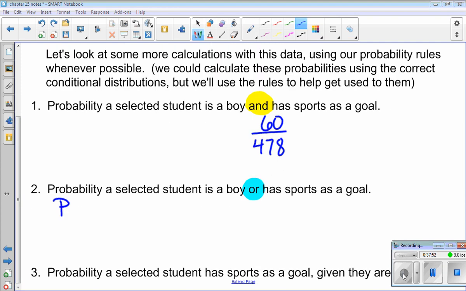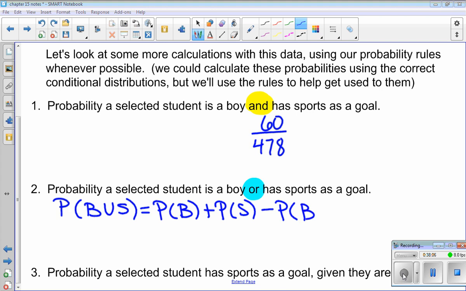Hopefully this is the context you put, and we'll fill in the probabilities in a minute. Boy or sports is the probability of boy plus the probability of sports minus the probability of boy and sports. Do you agree? That's what I'm looking for when I say write the formula in context. That's what I mean by formula in context. Well, I'm not done. I have to put numbers in now, right? Now put the numbers in.